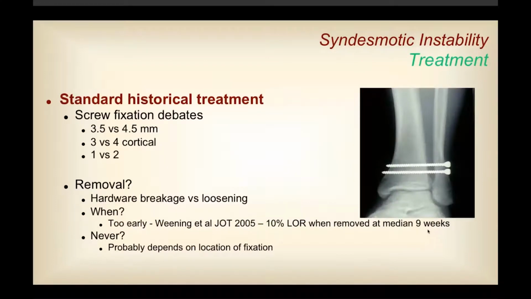As far as treatment, there were plenty of screw fixation debates as to the size and the number of cortices that should be crossed, when that should be removed, and doing it too early, realizing that you lose reduction.